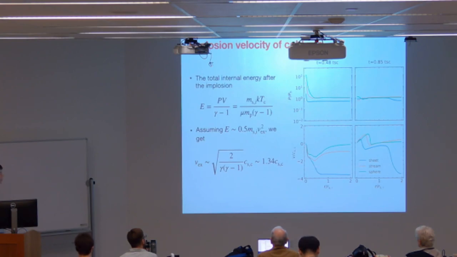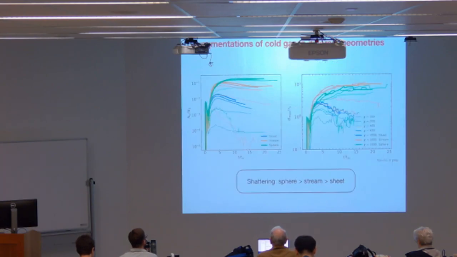So how can we explain this? We found an intuitive explanation that this explosion velocity comes from the internal energy stored during the implosion. This can be written in this formula, and assuming that all the internal energy converts to kinetic energy, then we can get the downstream flow velocity for these cases. But for the sheet, the pressure overshoot is small, so the explosion velocity is much lower.